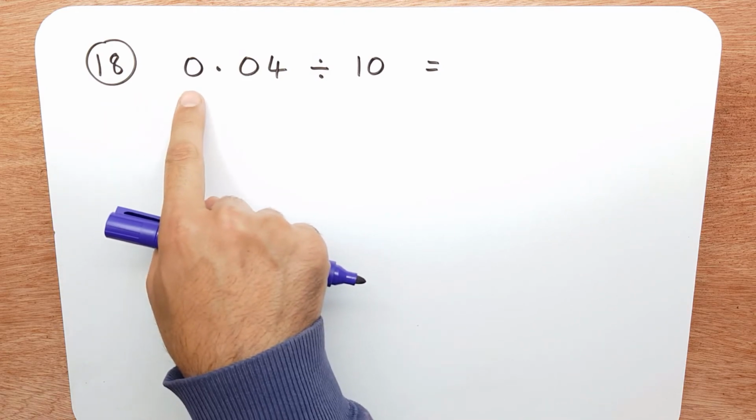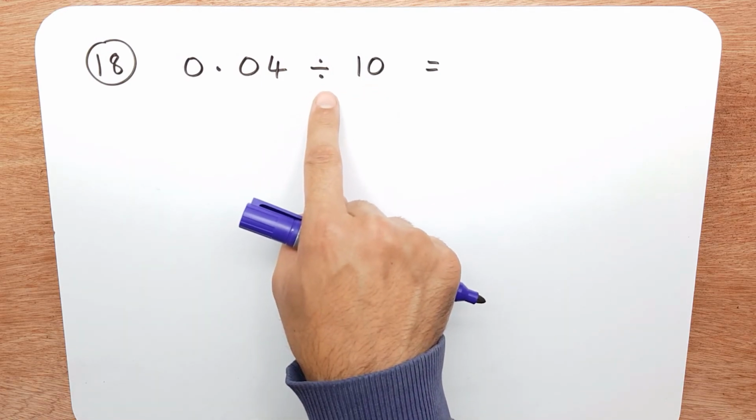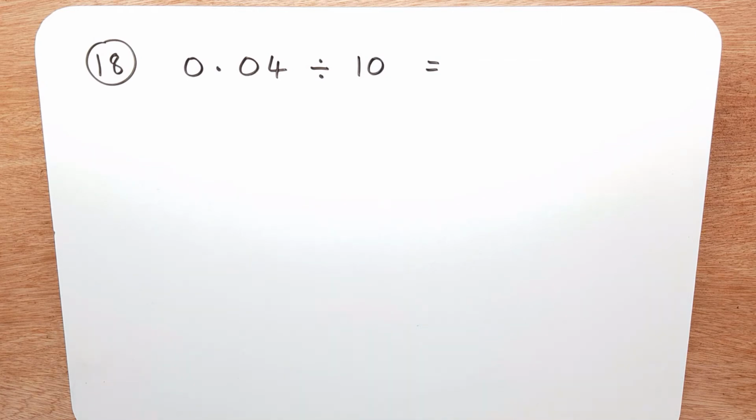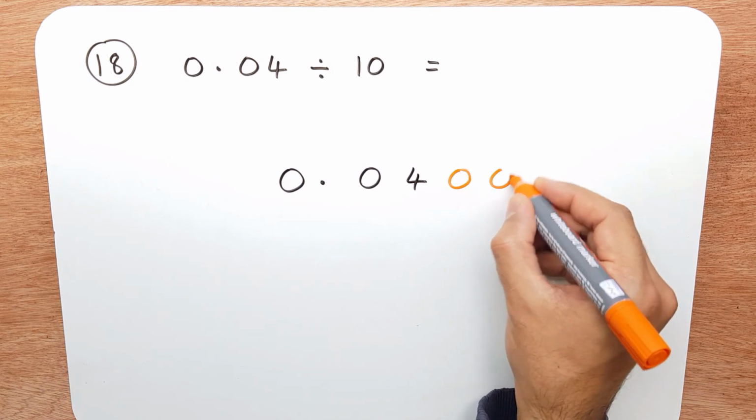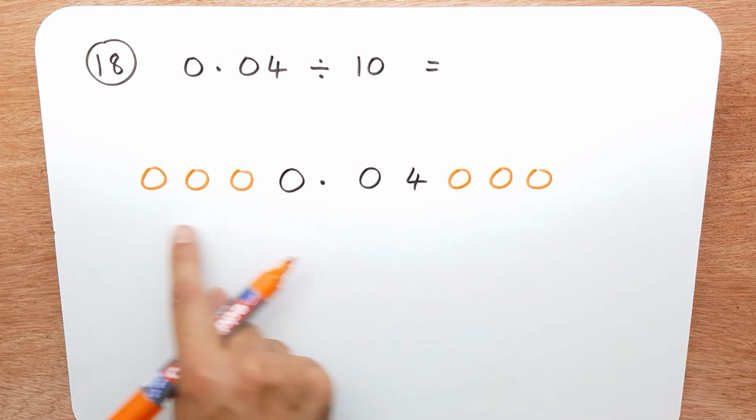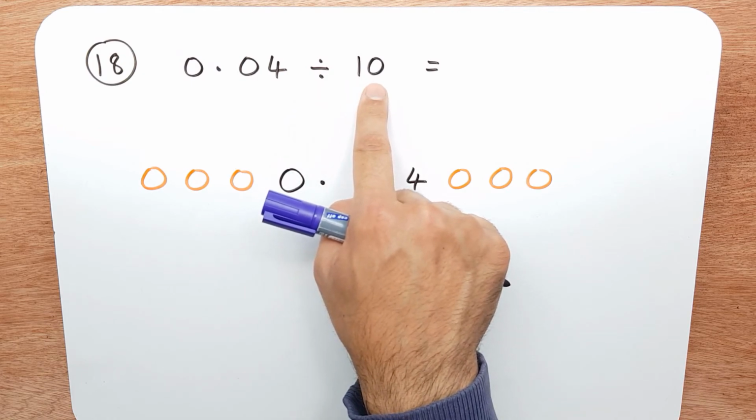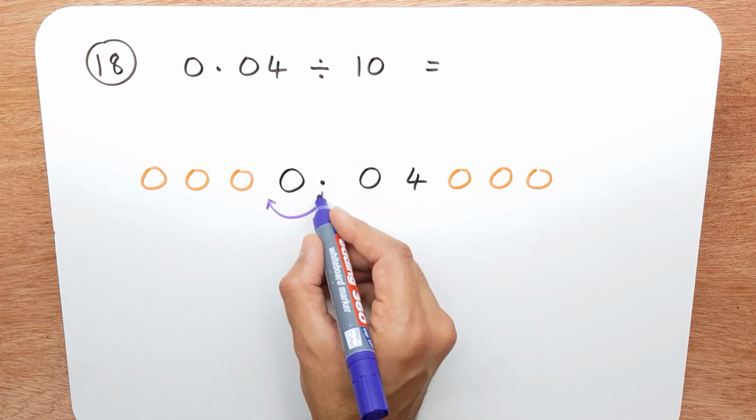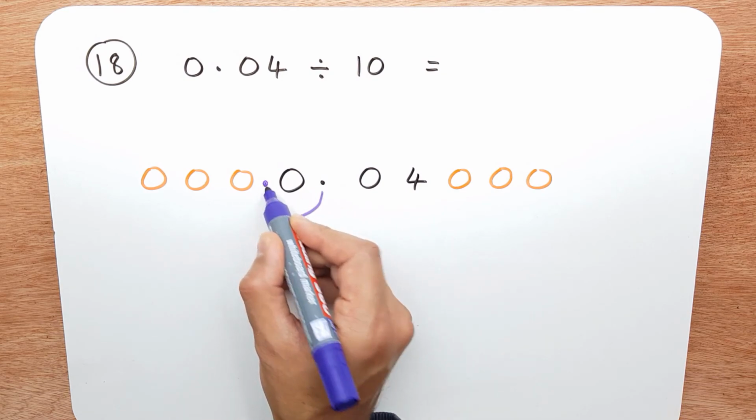Question 18 is 0.04 divided by 10. Now with a question like this, whenever you're dividing by 10 or multiplying by 10, I always like to write this number here first. 0.04. And I add a few zeros at the end there and a few zeros at the end here. It doesn't matter how many. But now this is all going on in my head. And I know the shortcut. Whenever I divide by 10, I move the decimal point back one place to the left. So it goes back to make the number smaller. So this decimal point has come to there.